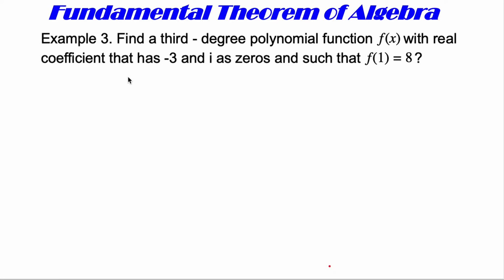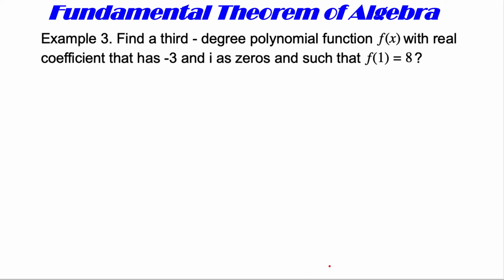So now, according to the linear factorization theorem, if a polynomial function is of degree n, it has n solutions. What does it mean? It means it has n linear factors. So now, this third-degree polynomial function, we can write in linear factors. And we can write it in this way.